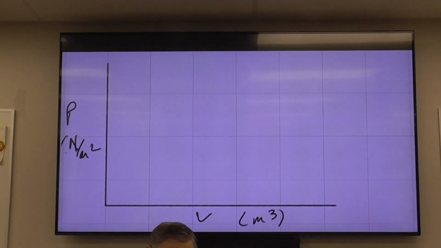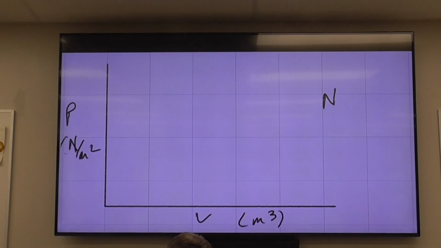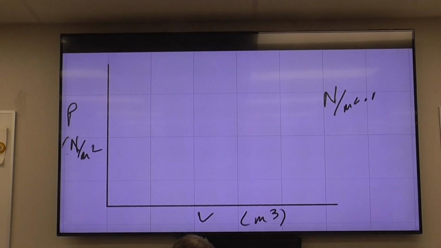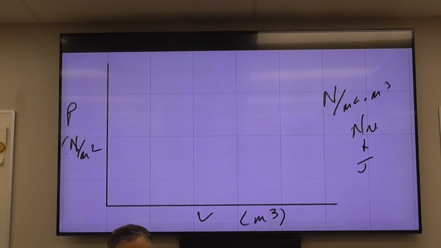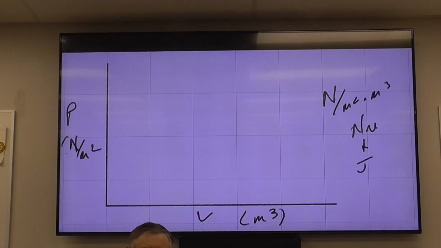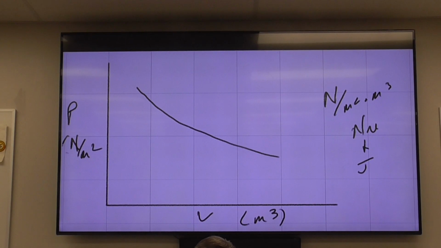And here's the reason why. When you find that area, you take newtons per meter squared times cubic meters, and you end up with newton meters, which is joules, which is work. So the area underneath this graph represents work, okay? So you're going to have three different things.